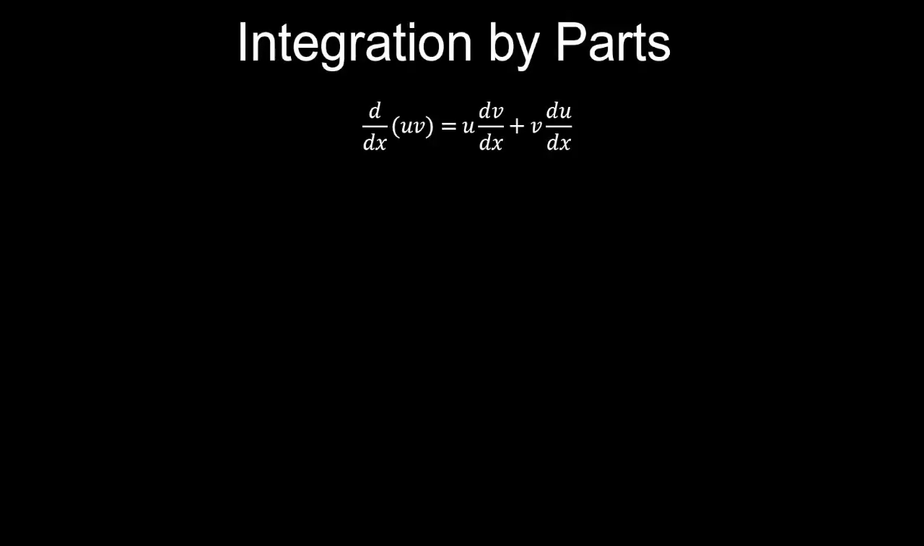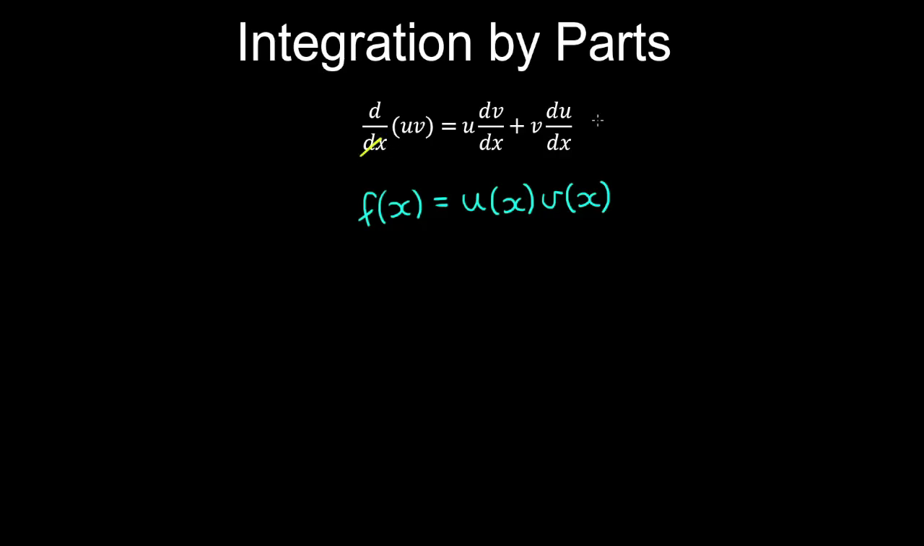Integration by parts can be applied to find the antiderivative of a function that's a product of two functions. And this is done by reversing the product rule of differentiation.